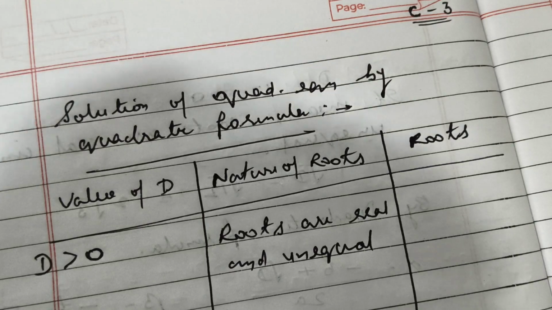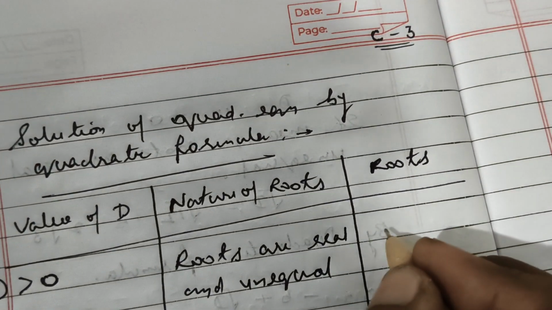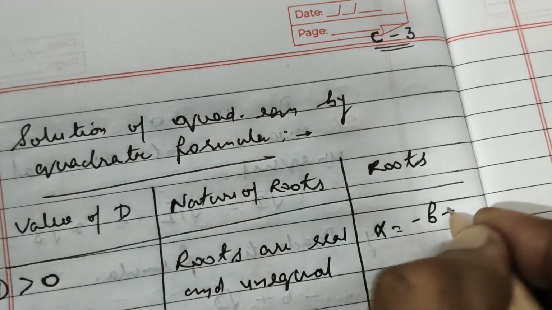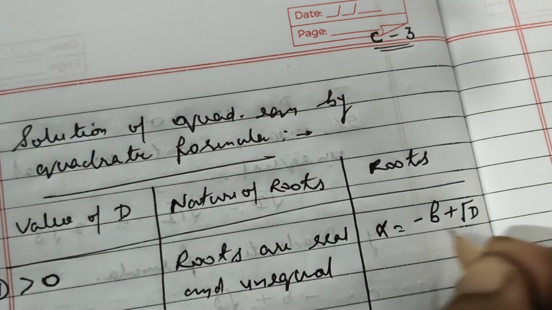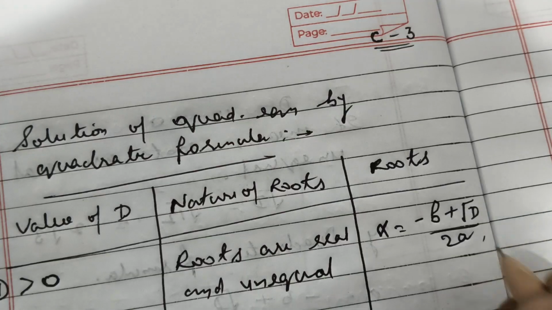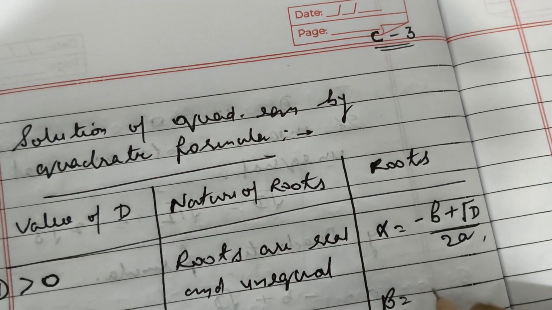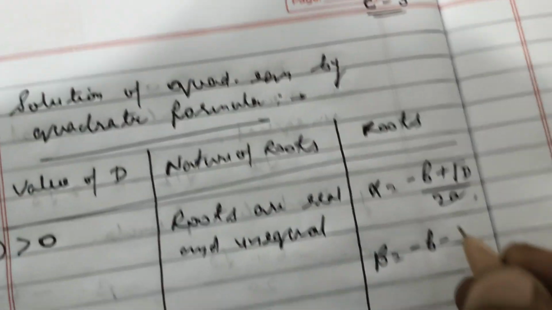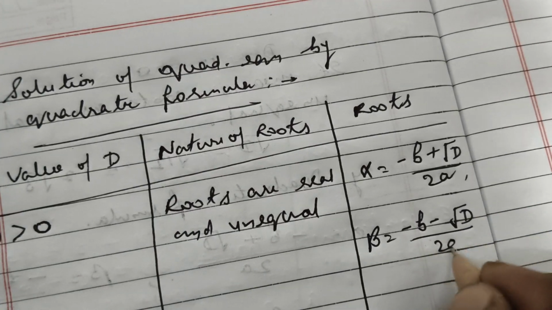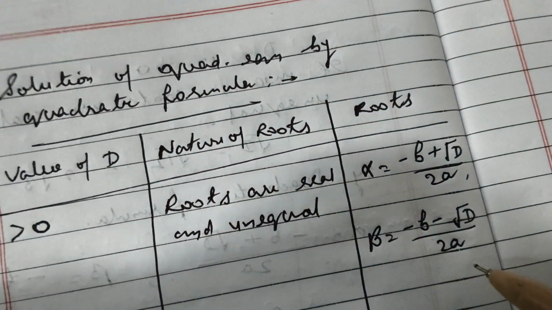Roots will be real and unequal. Let one root be alpha, then the value of alpha is -b plus square root d upon 2a. Second root, let it be beta, so beta is equal to -b minus square root d upon 2a. This is known as the quadratic formula.